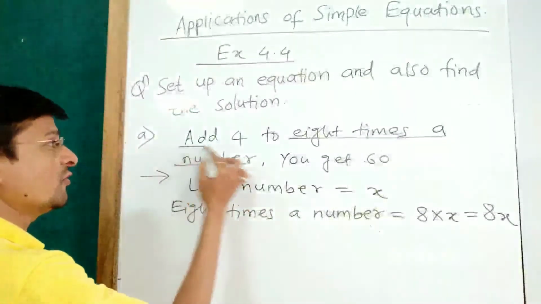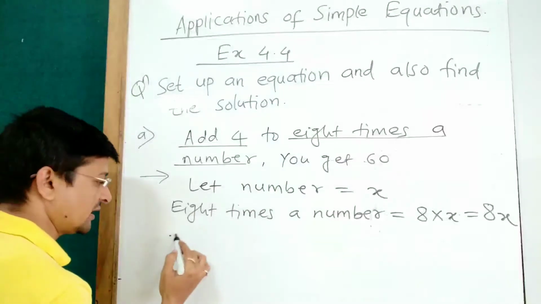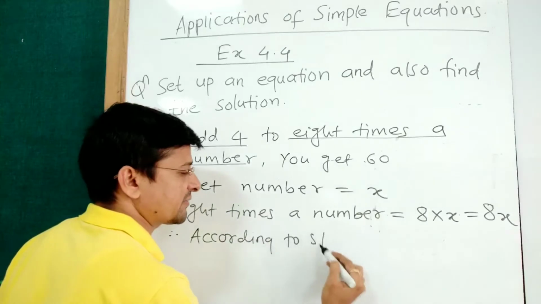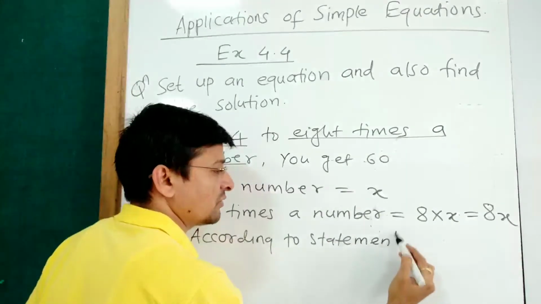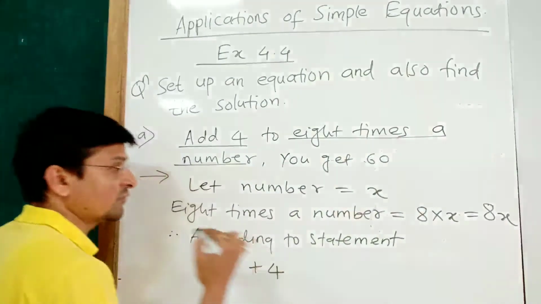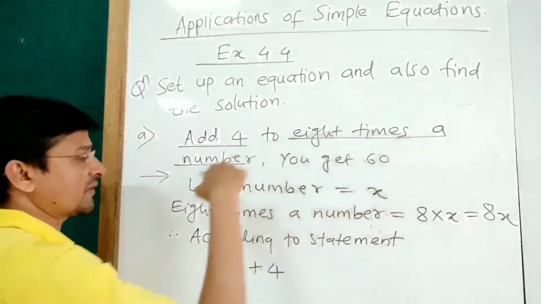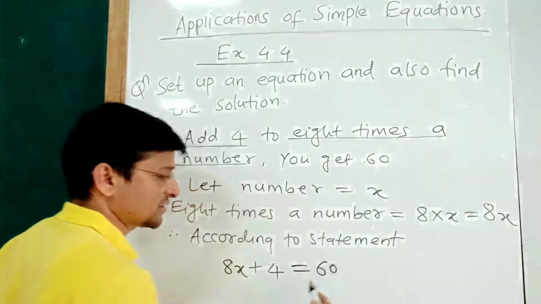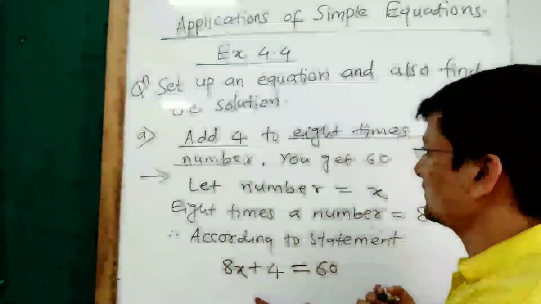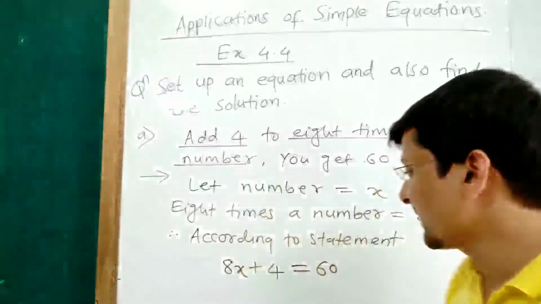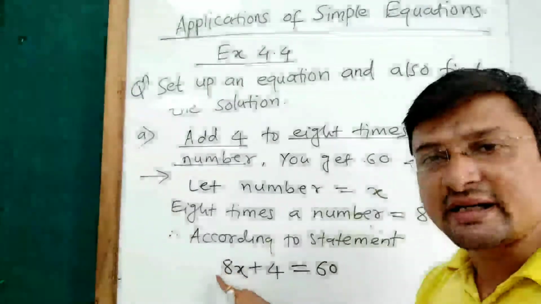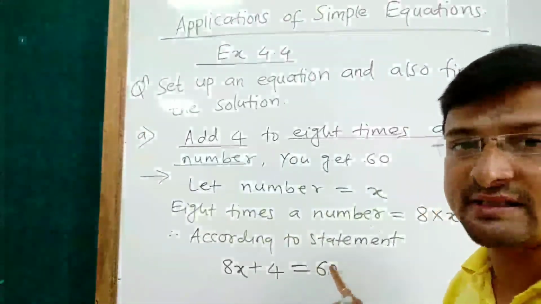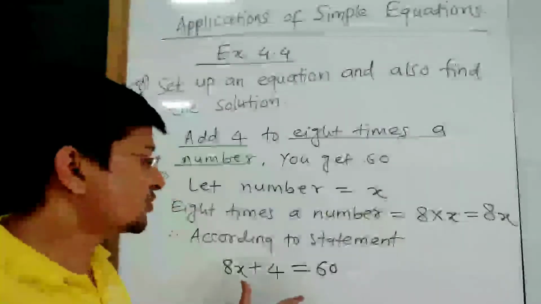Now add 4 to the 8 times of number. Therefore, according to the statement, now we add 4, that means plus 4 to 8 times of a number, that means 8x, and you get 60, so answer is 60. This is the equation for the given statement. Okay, the number is x, 8 times means 8x, add 4 means plus 4, and you get 60 means is equal to 60.